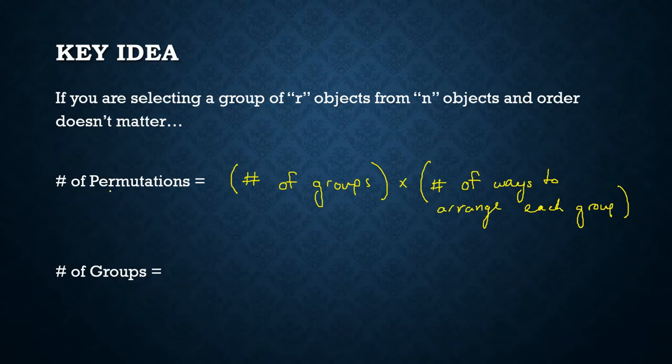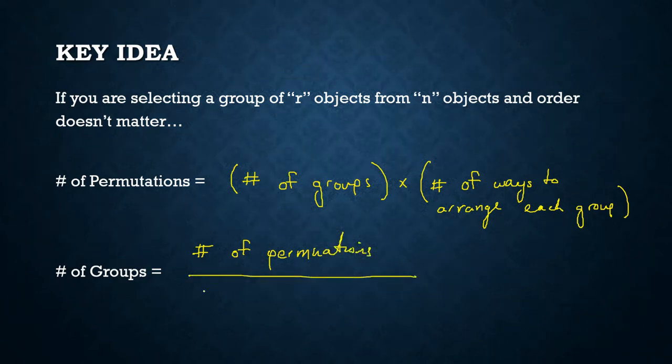Your number of different permutations is the number of groups times the number of ways to arrange each group. If you rearrange that to get the number of possible groups when order doesn't matter, you take the number of permutations and you divide by the number of ways to arrange. That's just rearranging what we had above.